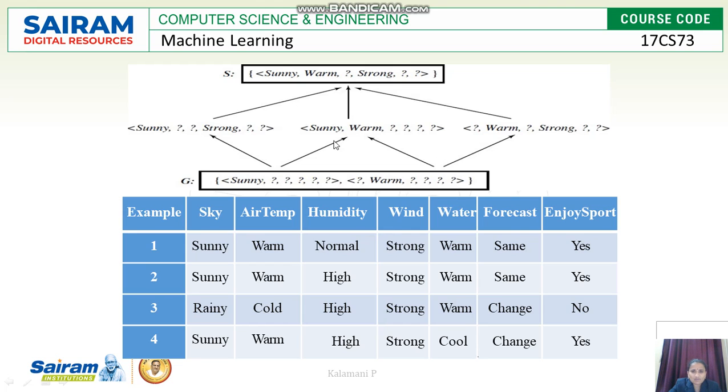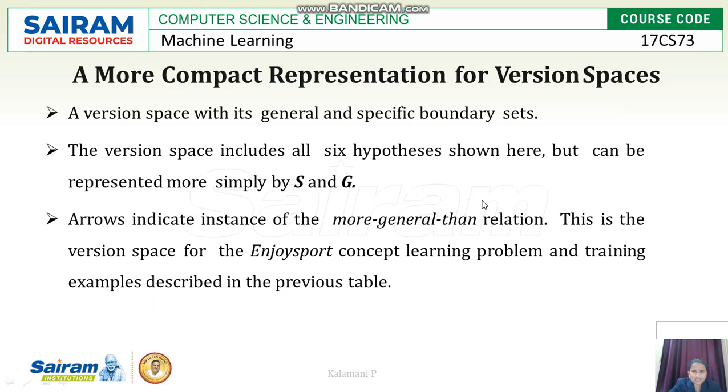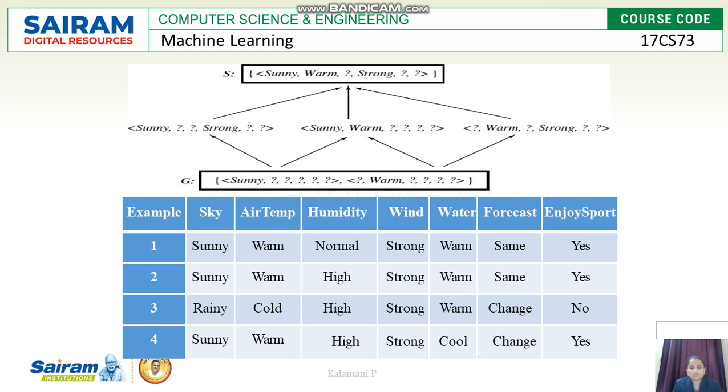Based on that, the inconsistent hypotheses will be eliminated. Then finally we get the consistent hypotheses. Only these will be taken into the version space. That is the List-Then-Eliminate algorithm. I think you understood what is consistent and satisfies, and how it is used for finding the target function. In this we have taken the Enjoy Sport example. Okay, thank you.